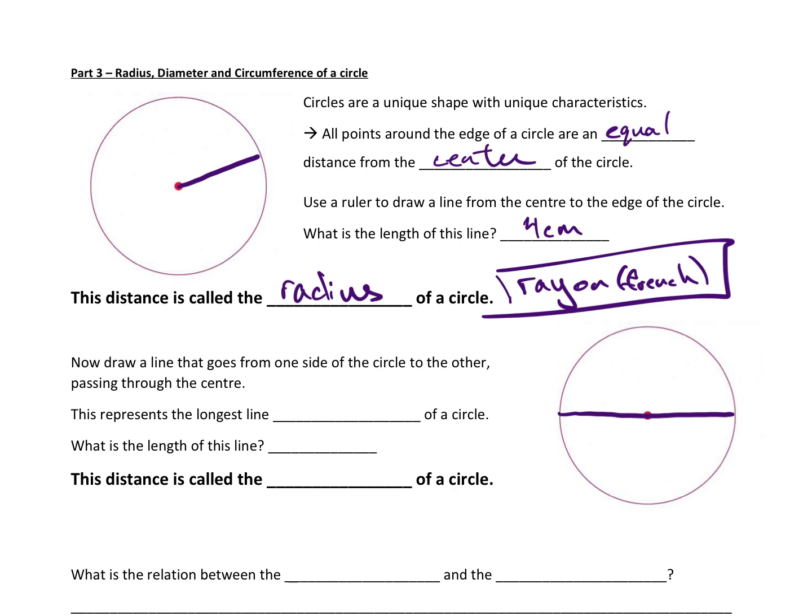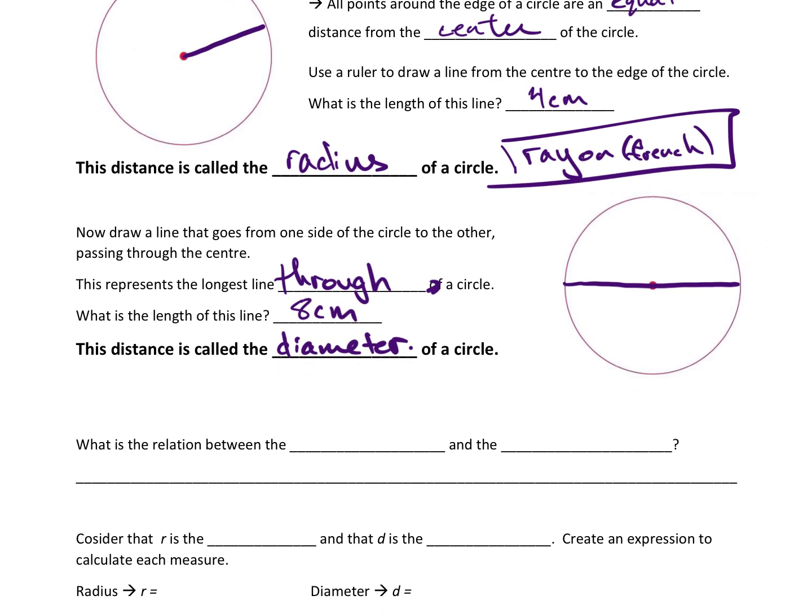It's the longest line because it passes through the center. If I have the same size circle here as what I had up top with the radius, this time I'm going to say that it is 8 centimeters. This is called the diameter. Very similar in French, diamètre. So what we see is a relationship between the diameter and the radius.